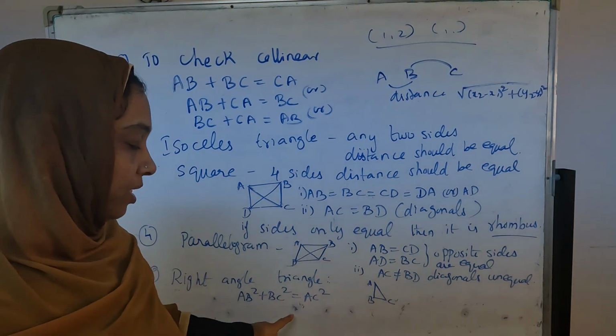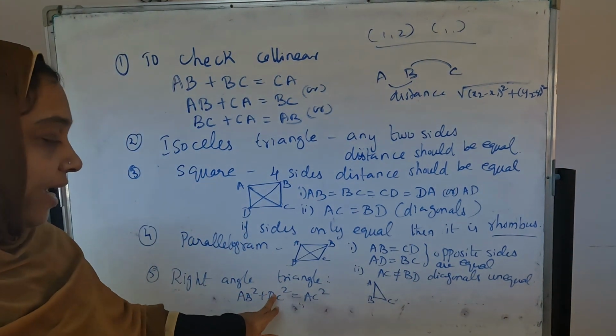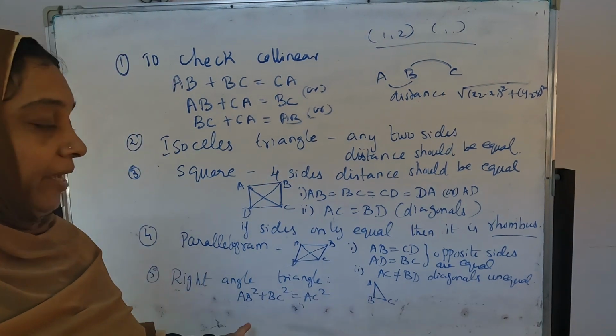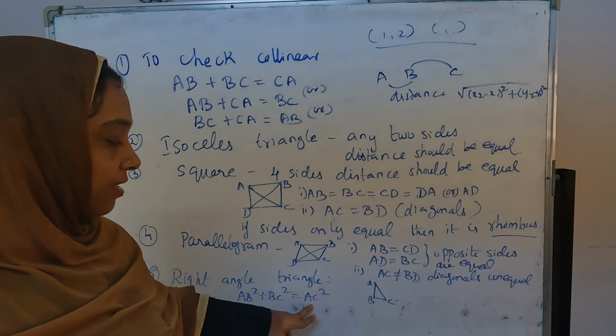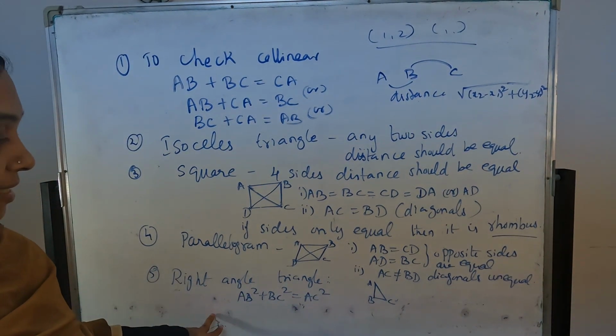If the Pythagoras theorem is proven, then it will be a right angle triangle. If you don't know what the Pythagoras theorem is, this is it: squaring any two sides of the triangle, if the sum produces the square of the third side, that is the Pythagoras theorem. Prove that, then you will get the right angle triangle.